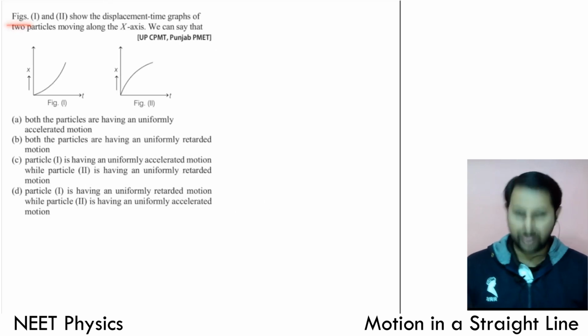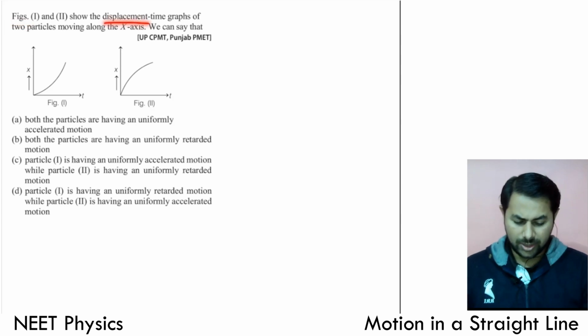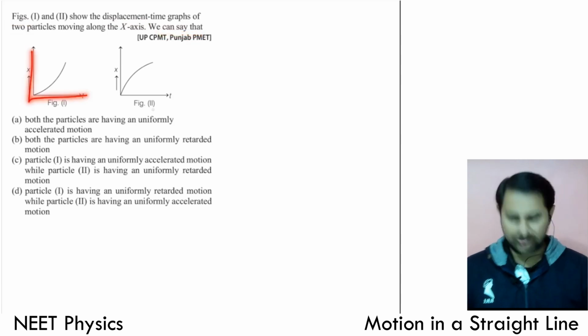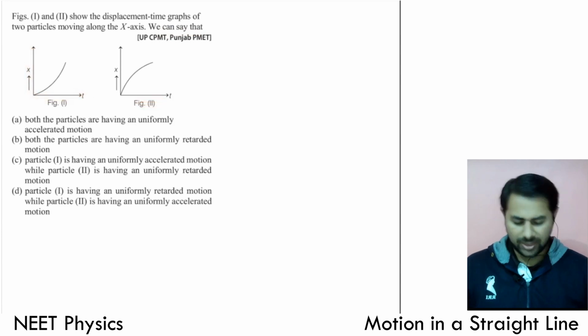Figures 1 and 2 show the displacement-time graphs of two particles moving along the x-axis. We can say that this is the first one, this is the second one. Okay, tell me. We have discussed both cases.